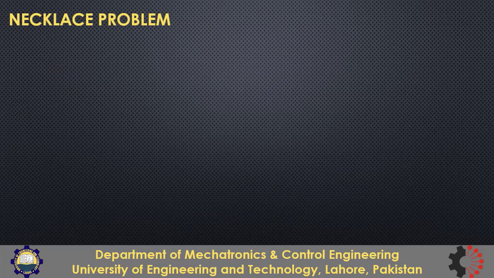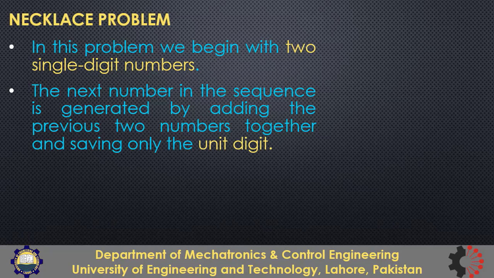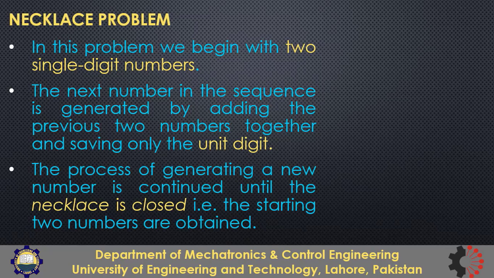And now I will present the review question. As a review question, you have to solve a necklace problem. In this problem, we begin with two single digit numbers which will be entered by the user, of course, and then we have to generate the next numbers in the sequence by adding the previous two numbers and taking just the unit digit of the sum. You have to keep generating the next numbers until the necklace is closed, which is the condition when we get back the starting two numbers.